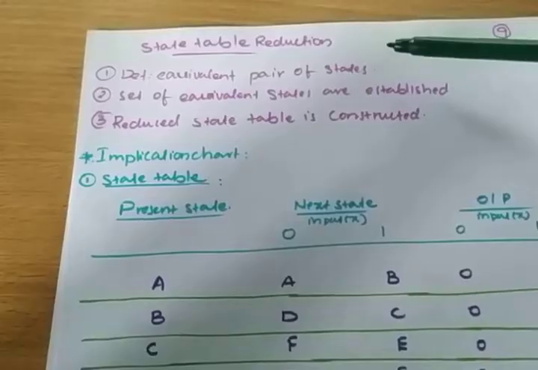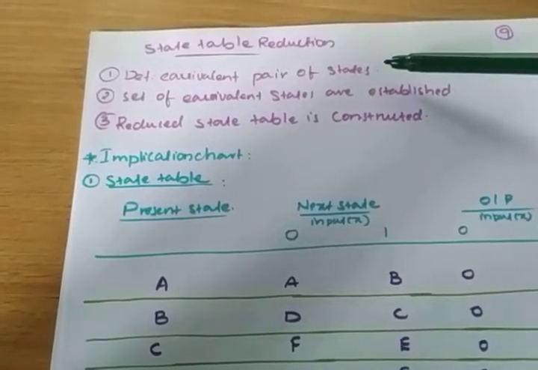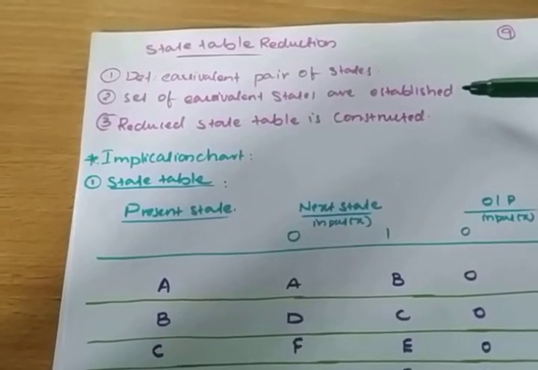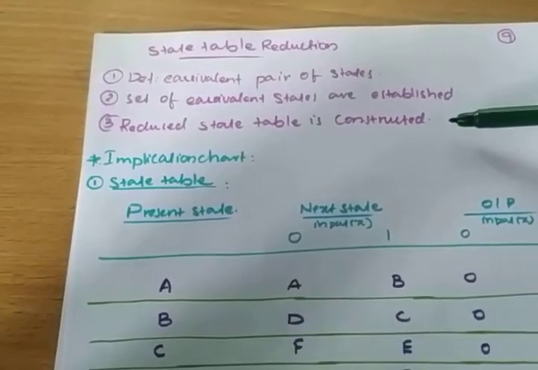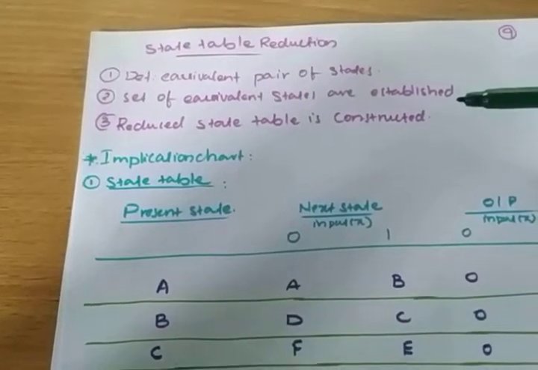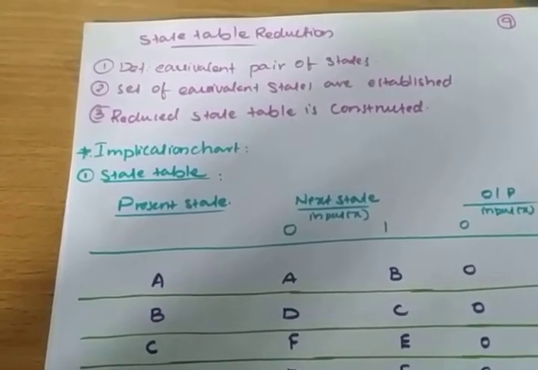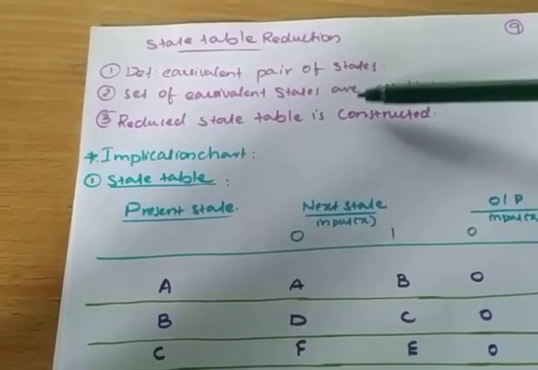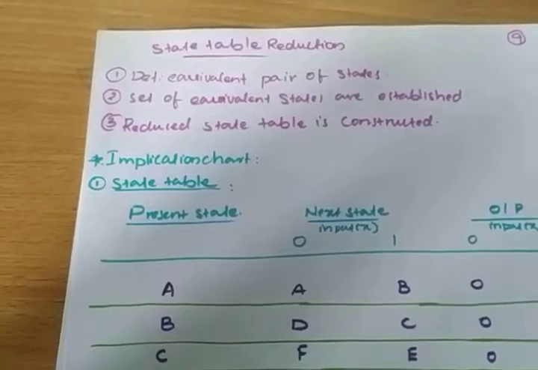So what are the steps? First is to determine equivalent pairs of states. Second, sets of equivalent states are established. Third, the reduced state table is constructed. So how is this state table reduction obtained with these three steps? First is to determine the equivalent pairs of states.